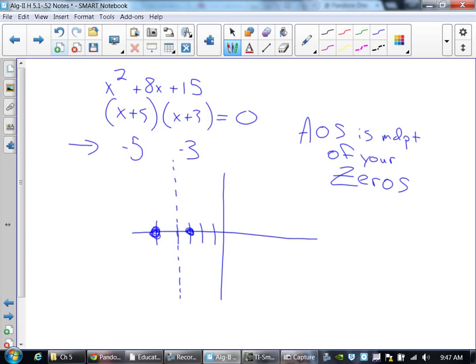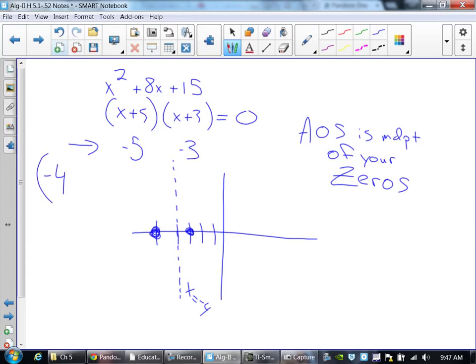So your axis of symmetry is always going to be at the midpoint of your zeros. What does that mean? Negative 5 and negative 3 are your zeros, where it crosses the axis. Oh, okay, I know what you're saying now. The axis of symmetry is halfway between them. So it's at x equals negative 4, which means the x-coordinate of my vertex is negative 4.